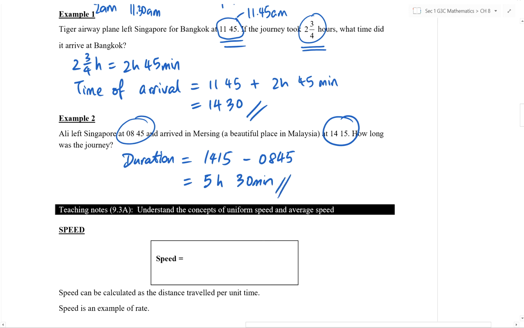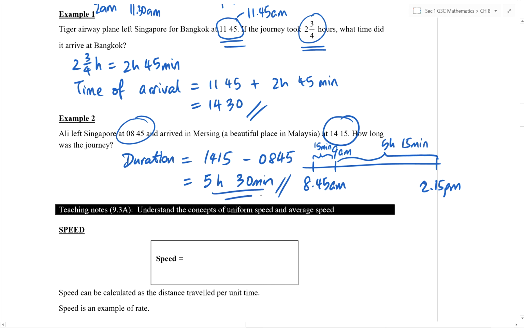Okay, by drawing a timeline, it will look like this: 8:45 AM and 2:15 PM. So in the middle, we find out over here, this is 9 AM, so we've got a total of 15 minutes. So from 9 AM to 2:15, this is a total of 3 plus 2 hours, 5 hours 15 minutes. So add them all up, we get 5 hours 30 minutes. This is how we can use the timeline to help us.